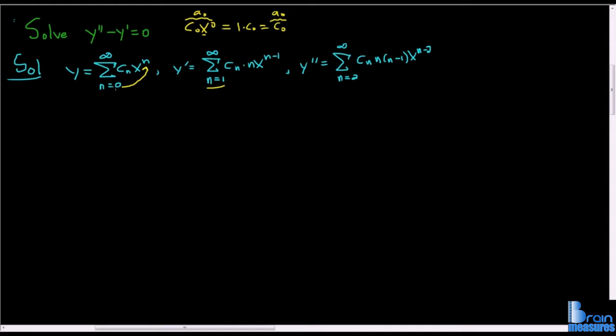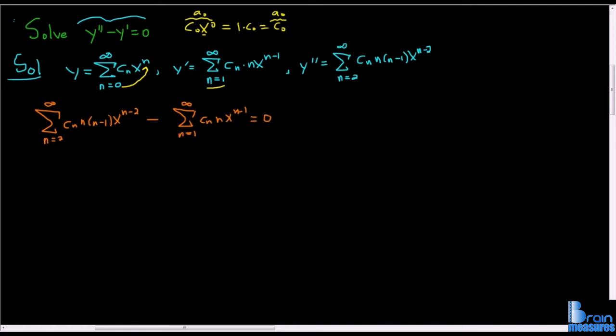All right, after you take derivatives, you just have to plug everything back in to your differential equation. So let's do that. So we end up with the infinite sum from 2 to infinity of c sub n, n minus 1, x to the n minus 2, minus the infinite sum starting at 1 to infinity, and then this stuff here. And this is equal to 0.